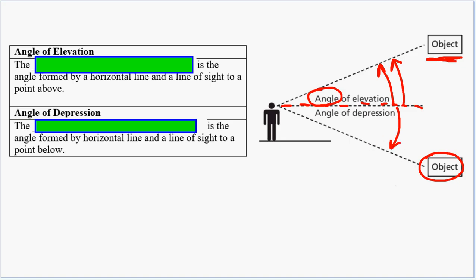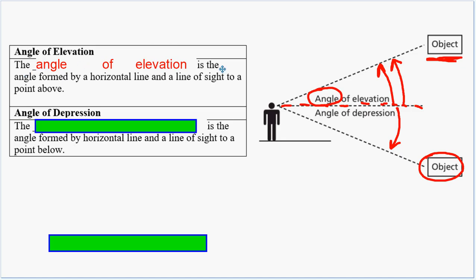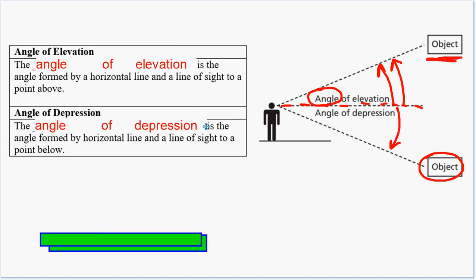So our fill in the blank here, the first one: the angle of elevation is the angle formed by a horizontal line and a line of sight to an object above. And an angle of depression is the angle formed by a horizontal line and a line of sight to a point below.